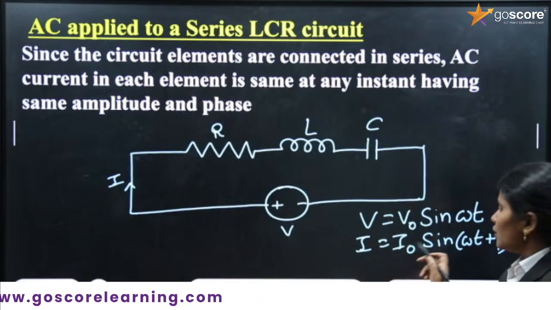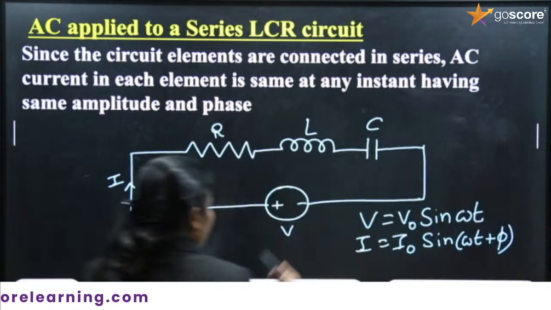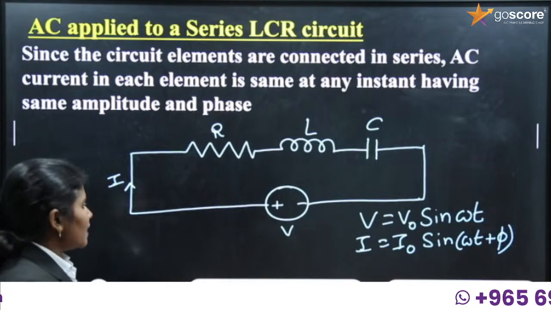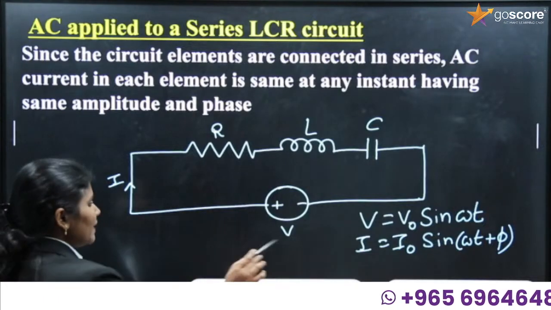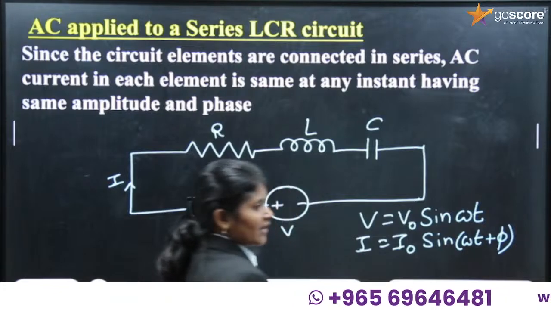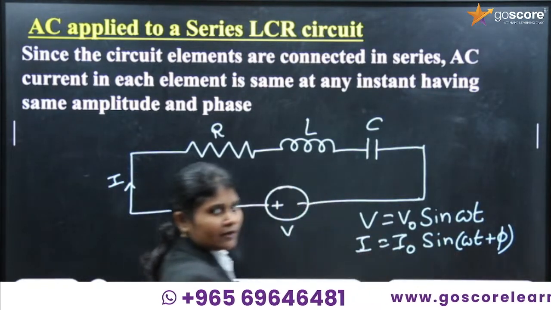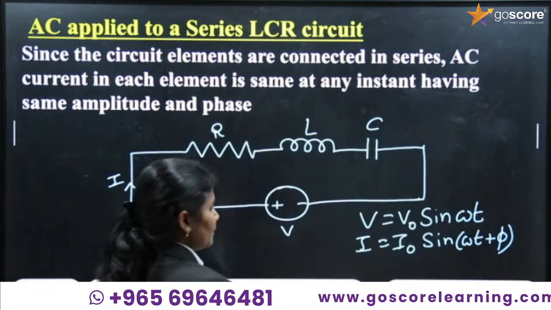For this circuit, V is equal to V naught sine omega t, and I is equal to I naught sine omega t plus phi. Why? Because here we are considering a phase difference. Between voltage and current, the angle phi is there. Phase angle phi.